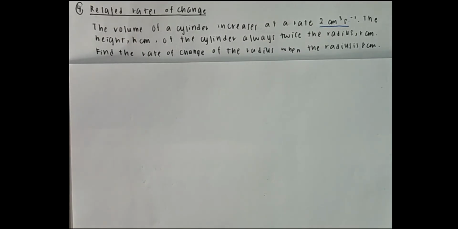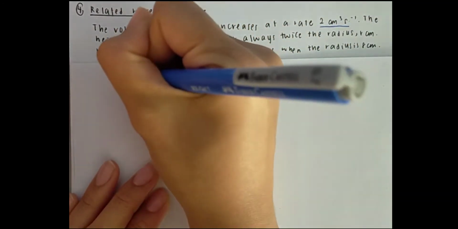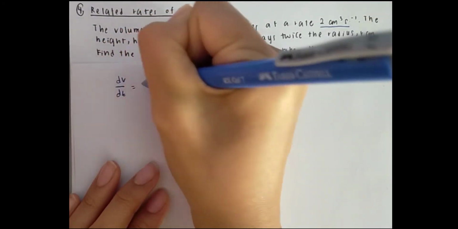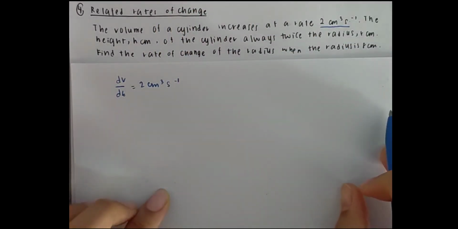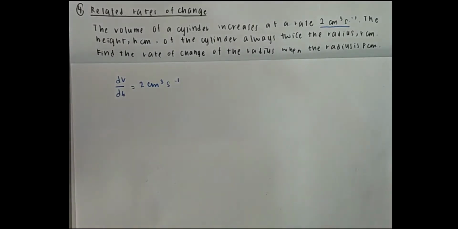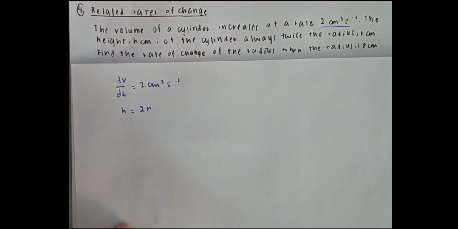So the fourth application of derivative is related rates of change. The given information is that the volume of a cylinder increases at a rate of 2 cm cubed per second. So we know that dV over dt is equal to 2 cm cubed per second, and next the height h cm of the cylinder is always twice the radius. So h is always twice the radius, hence find the rate of change of the radius when the radius is 8 cm.